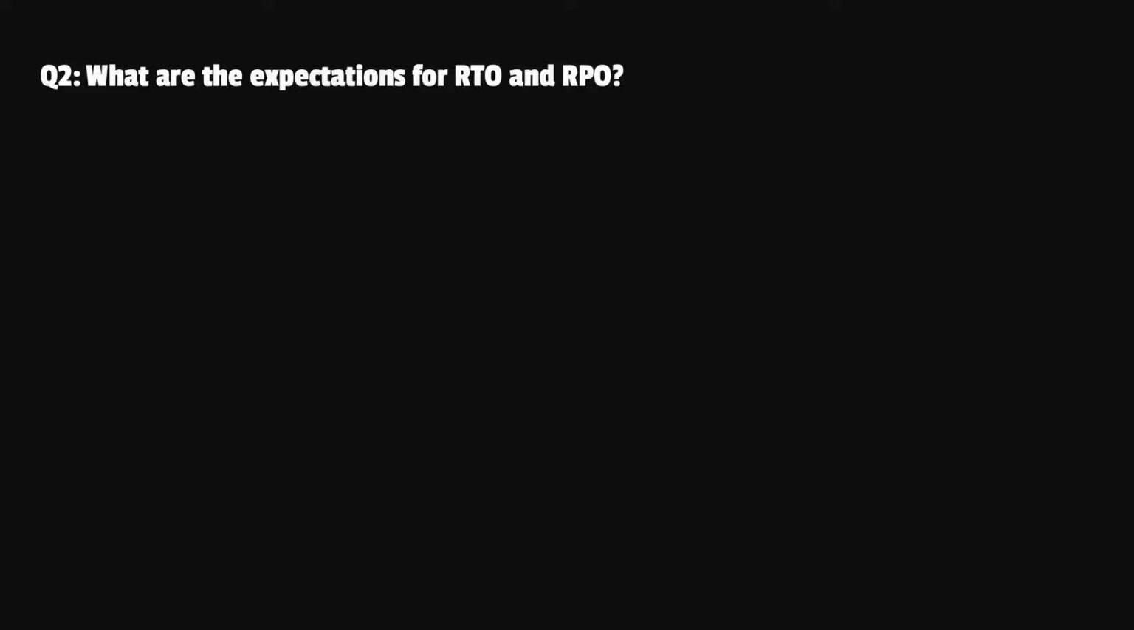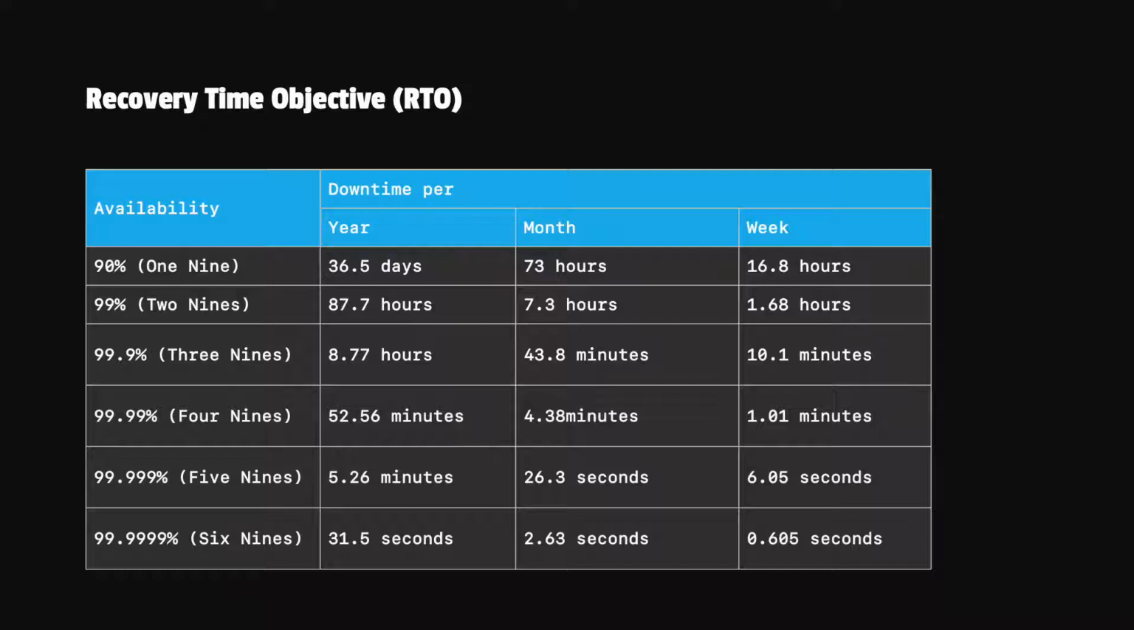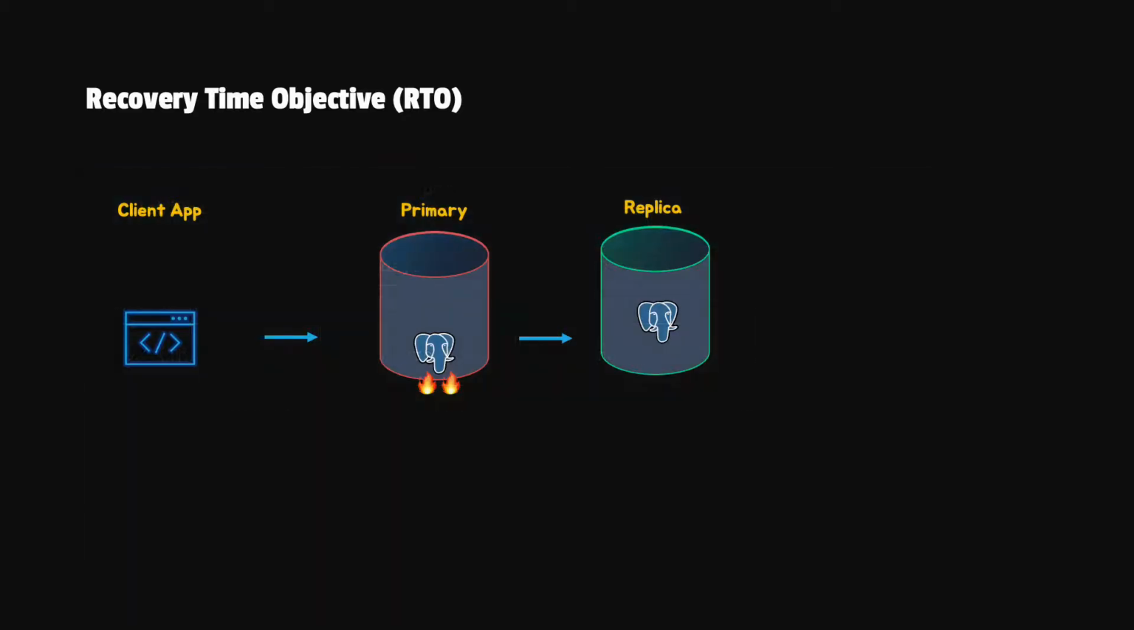What are the expectations for the RTO and the RPO? This is a very critical part at business level. First, we set some objectives for the recovery time. Here, it's all about the nines. Basically, this represents how long the application can be down. For example, how long does it take to make the standby server a primary? Or does it need human intervention to promote a standby? Or does the setup allow for automatic failover?